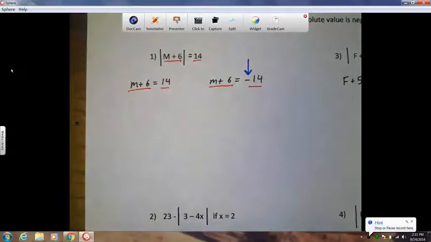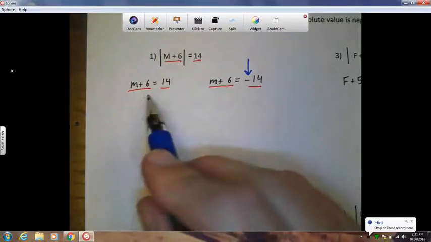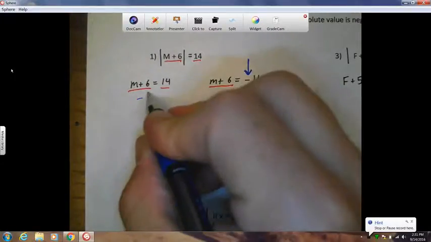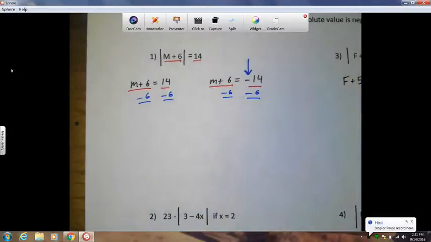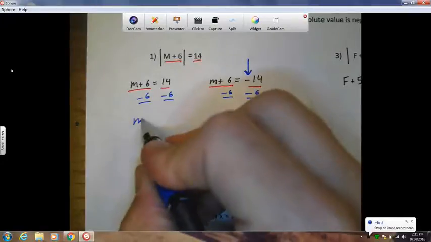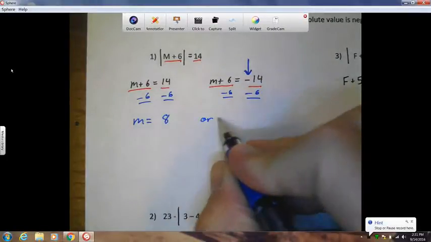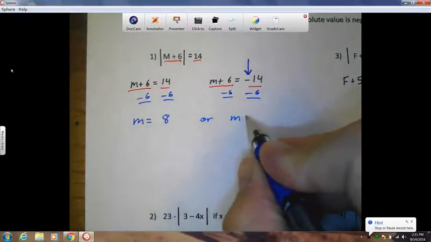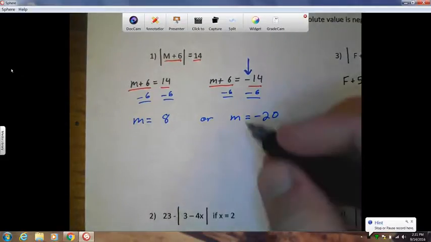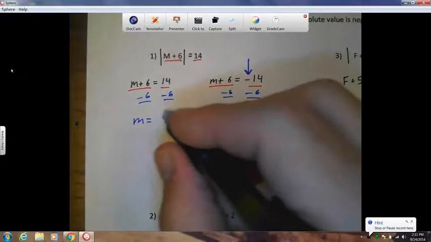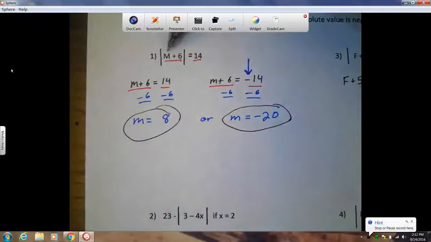The good thing about these is once you write your two cases, you solve them exactly the same. So I'm subtracting 6 from both sides. So I have m is equal to 8 or m is equal to negative 20. Either one of those, if I were to put them back into the original, would give me an absolute value of 14.